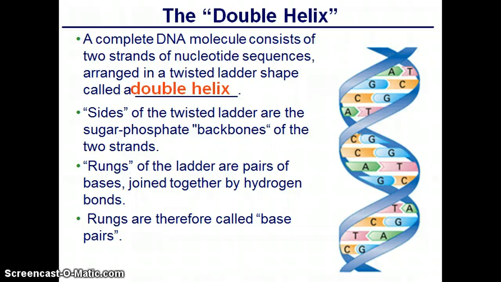A complete DNA molecule consists of 2 strands of nucleotide sequences arranged in a twisted ladder shape called a double helix. Sides of the twisted ladder are the sugar phosphate backbones of the 2 strands, and the rungs of the ladder are the bases, and they're joined together by hydrogen bonds. And the rungs are called base pairs, because there's always 2.